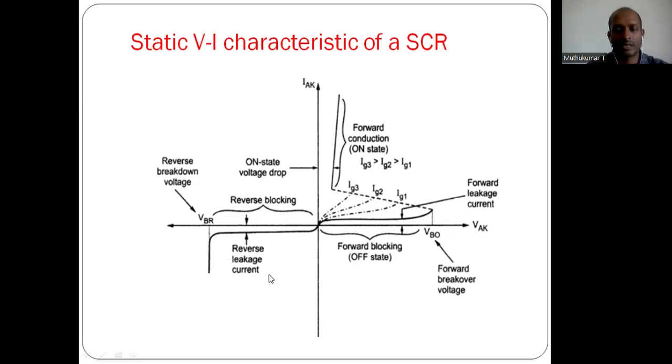So in reverse blocking mode, the diode is in the off state. In forward blocking mode also, a very small amount of current flows from anode to cathode, and only in forward conduction mode will the SCR be turned on. Here we are applying different gate signals IG1, IG2, IG3, and based on that the conduction will happen. Conduction only happens after the forward breakover voltage.